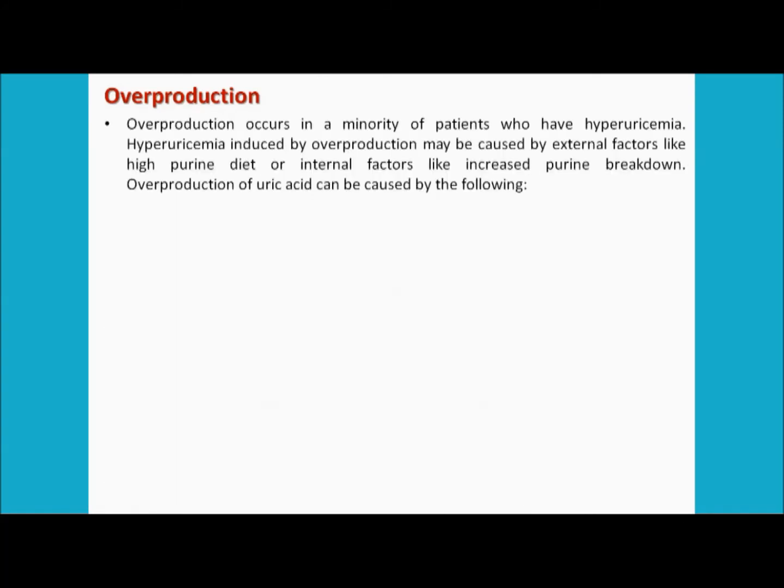The next condition which is responsible for hyperuricemia is overproduction. This overproduction occurs in a minority of the patients who have hyperuricemia. Hyperuricemia induced by overproduction may be caused by external factors. What are the external factors? If you are taking a high amount of purine-containing diet, then the chances of production of uric acid in the body increase. Moreover, there are some internal factors also, like increased purine breakdown in the body. Thus the overproduction of uric acid can be caused by the following conditions.